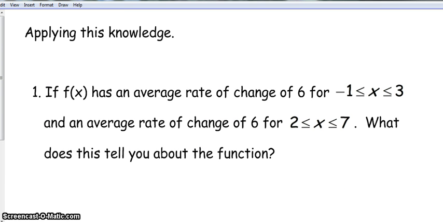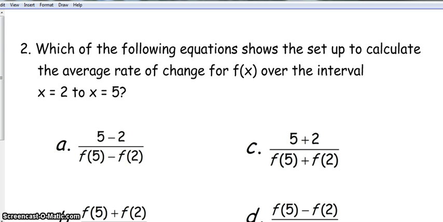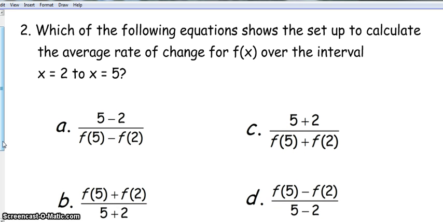All right, so let's apply some of this knowledge you've learned about rate of change. If f of x has an average rate of change of 6 over one interval and an average rate of change of 6 over another interval, what does that tell you? And we just said that that function is linear. All right, so let's look at this one, multiple choice. Which of the following equations shows the setup to calculate the average rate of change for f of x over the interval x equals 2 to x equals 5?